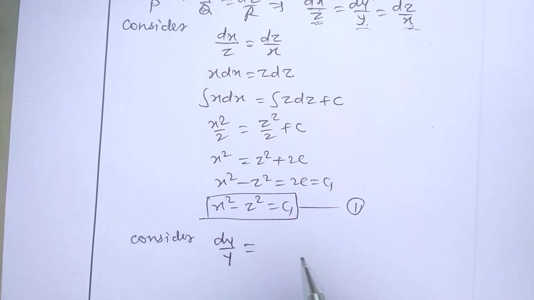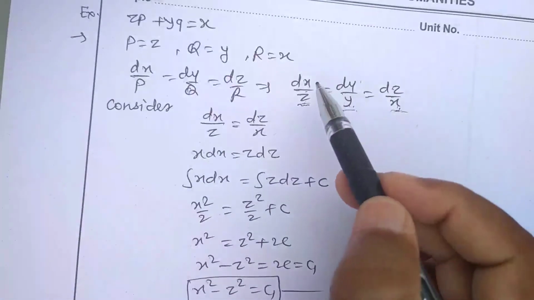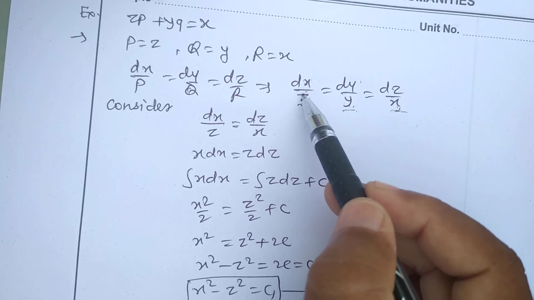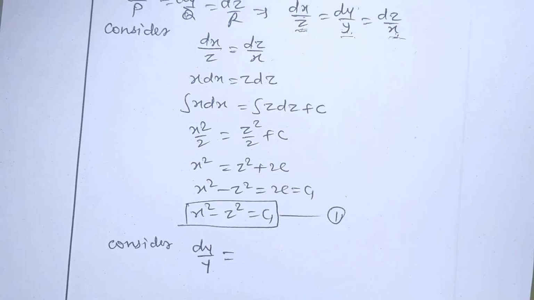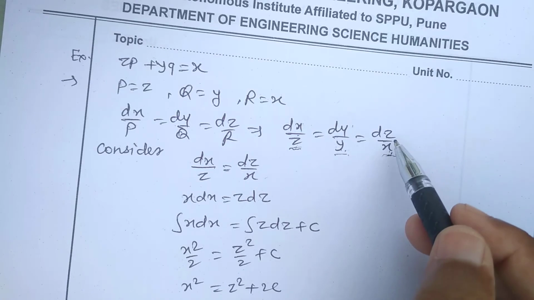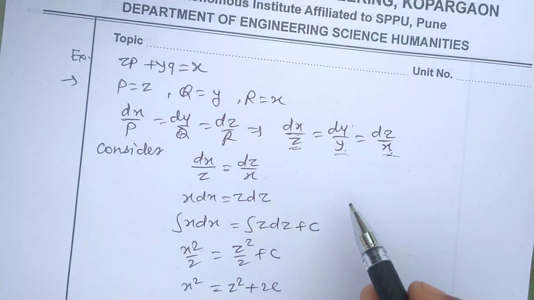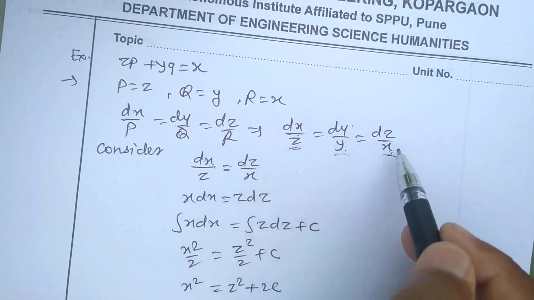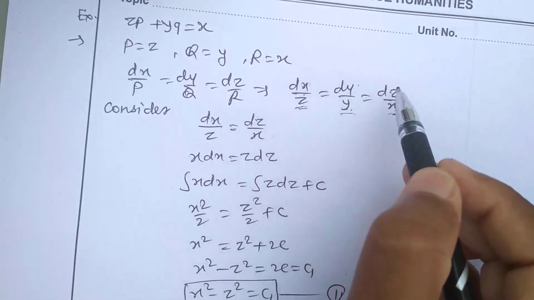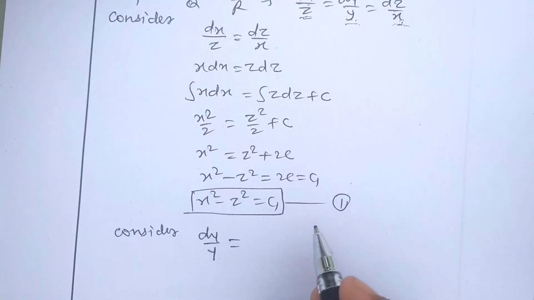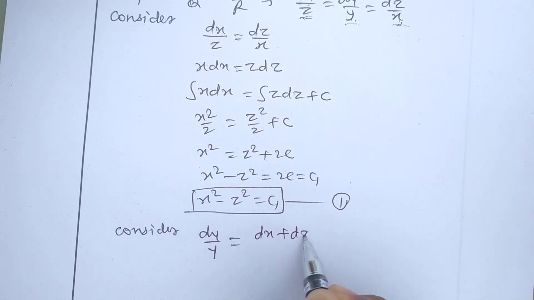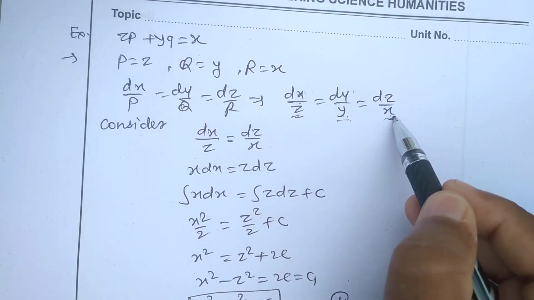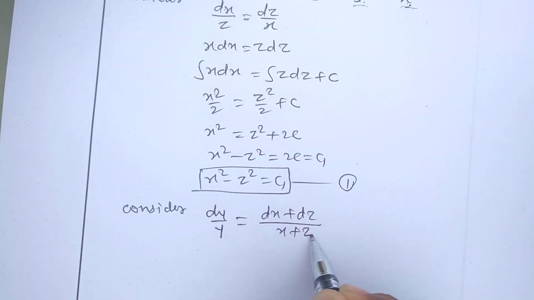So consider here dy upon y equals c. We can't consider this with dx upon z because z is problematic, or we also can't consider this dy upon y equals dz upon x because this x is problematic. So instead of this, we try to consider this as dx plus dz upon the addition of denominators. So if you take the addition of numerators as dx plus dz, we have to also consider the addition as a denominator, that is z plus x. Z plus x can be written as x plus z.